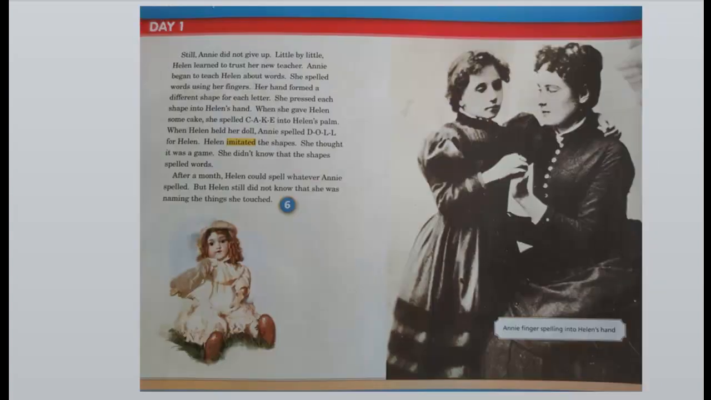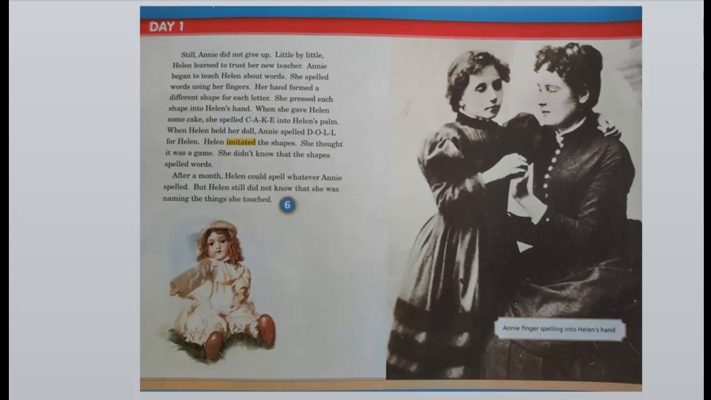Still, Annie didn't give up. Little by little, Helen learned to trust her new teacher. Annie began to teach Helen about words. She spelled words using her fingers. Her hand formed a different shape for each letter. She pressed each shape into Helen's hand.